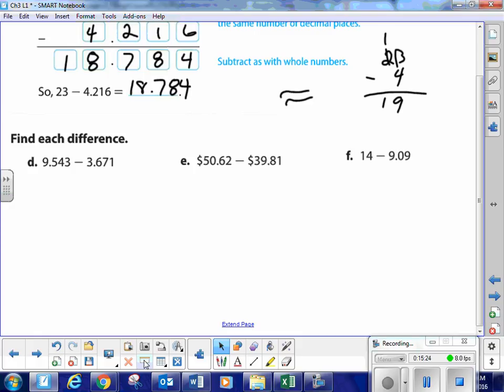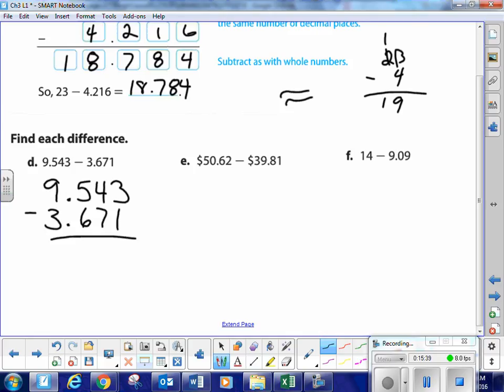All right. First thing we do is we set up our problem by lining up the decimals. Say it with me. We set up the problem by lining up the decimals because we are subtracting decimals. And when we subtract decimals, we line up the decimals. Okay, excellent. All right, let's do some actual subtraction.